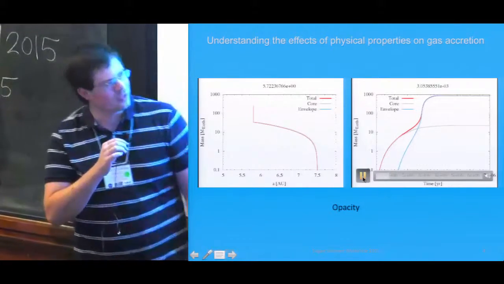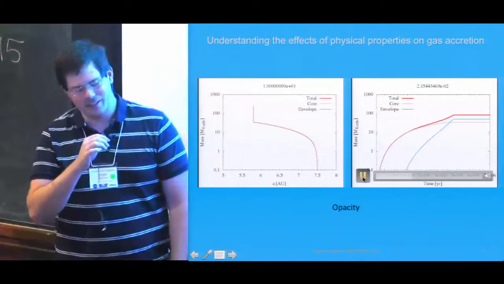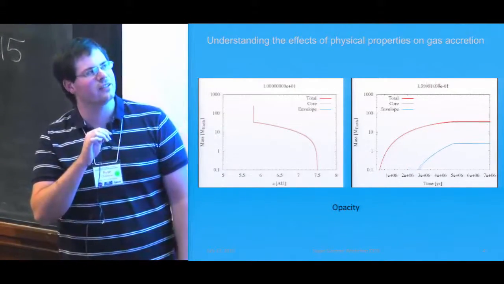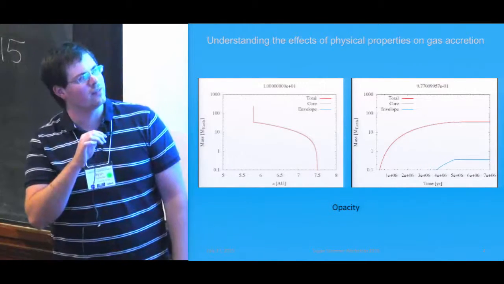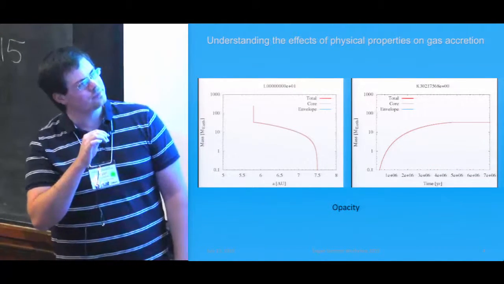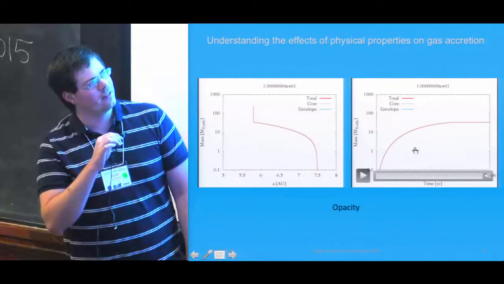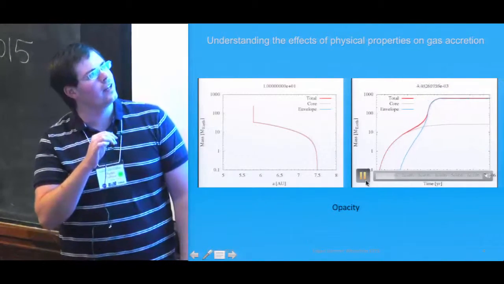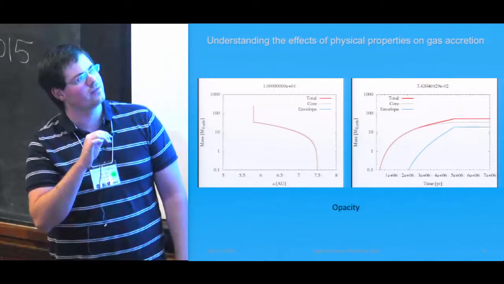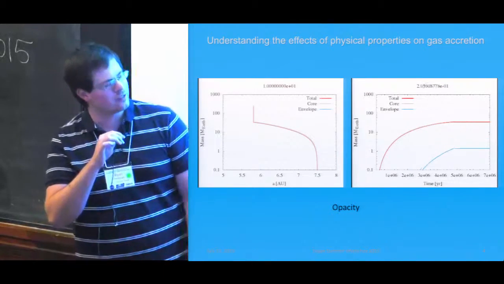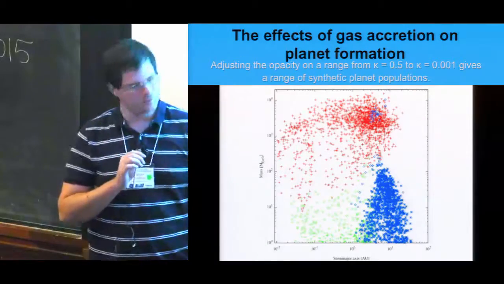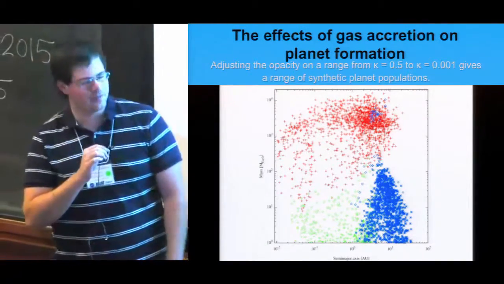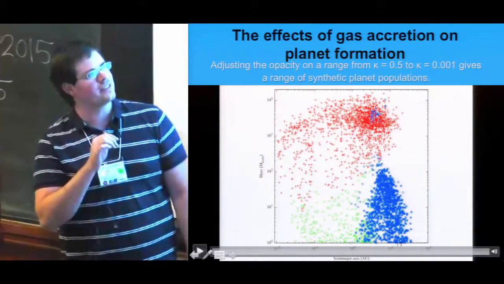And then to even more clearly illustrate the effect this has on the gas accretion, we've got the plot of mass versus time. So you can see that with low opacity, you get exponentially higher amounts of gas accreting onto the core. So then we took this and applied it to a population synthesis.